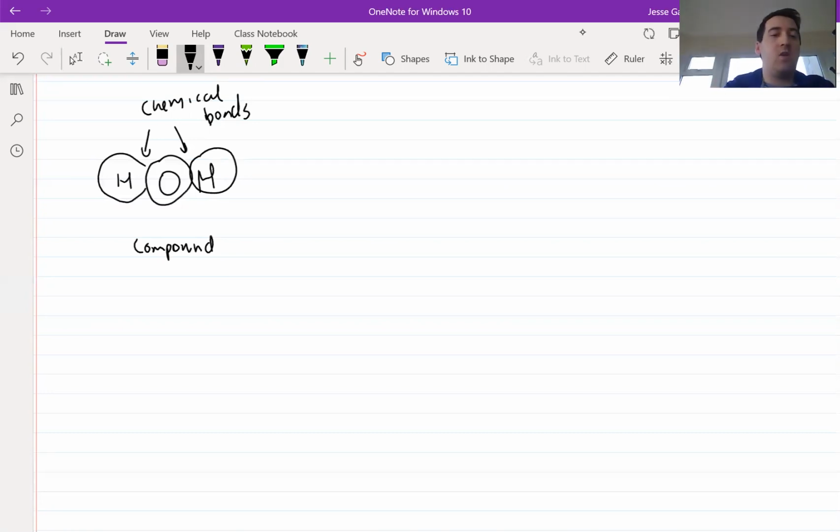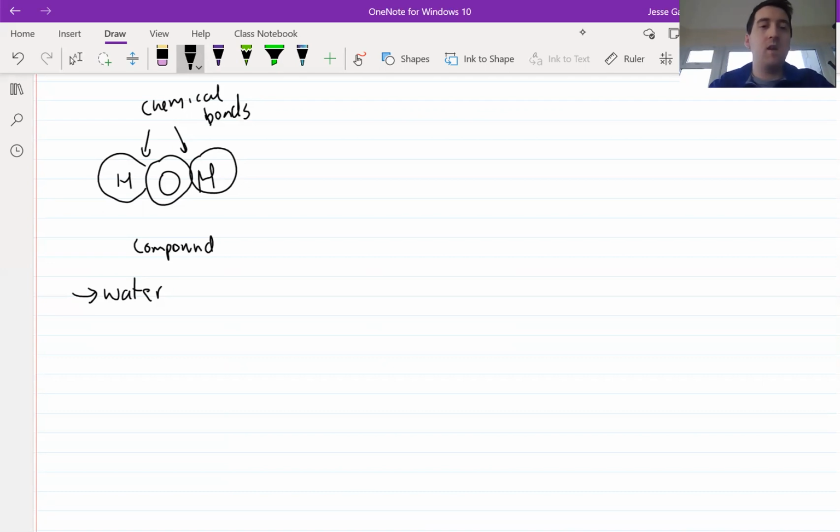This substance here is called water. So that one might be hard just from its name to recognize that it's a compound because it doesn't have the name of 2 elements in there. But if you went looking for water on the periodic table, you're not going to find an element called water. So it has to be on the periodic table if it's an element. If it's not, then it's definitely not an element. It could be a compound.